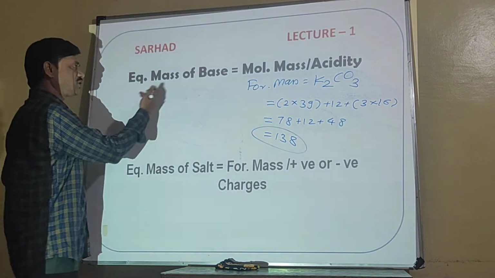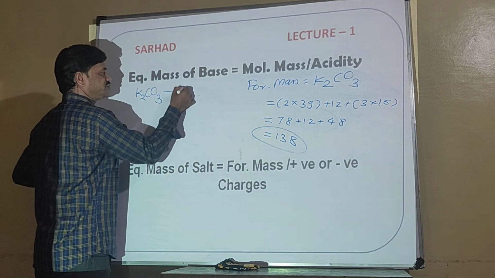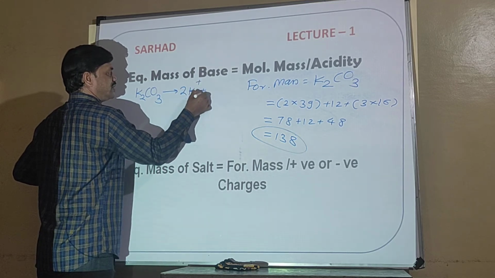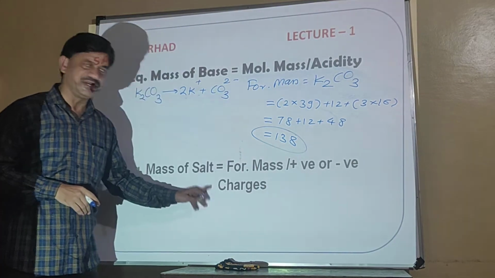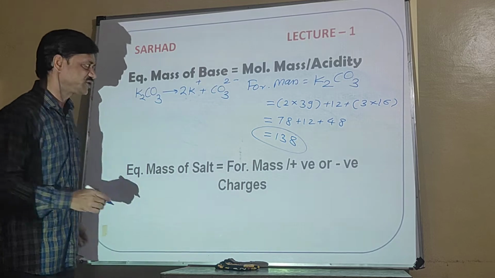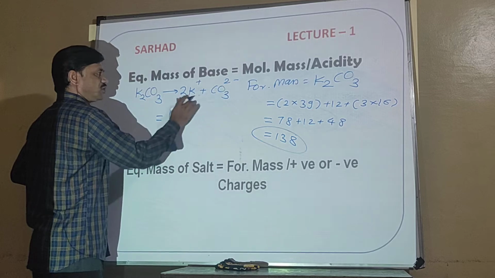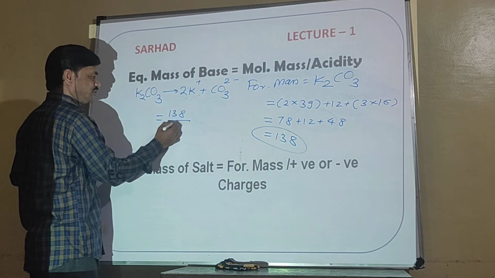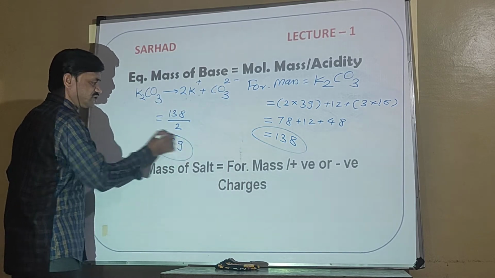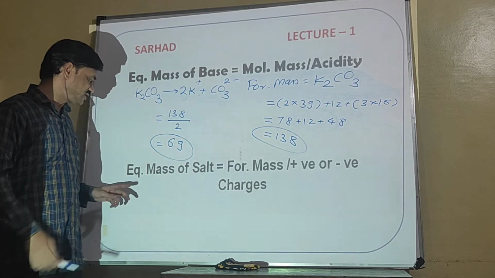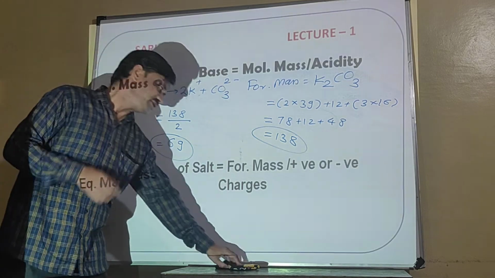138. This is which mass? Formula mass. Now what about the splitting of this compound? Whenever we are dealing with K2CO3, how does it split? It provides 2 K plus ions and 1 carbonate ion. So positive or negative charges equal 2, irrespective of sign. Now put values. What is the formula mass? 138. What about the total number of charges, either positive or negative? 2. So again this will be reduced to half. What should be your answer? 69. So 69 is the equivalent mass of salt. What kind of salt? Potassium carbonate.